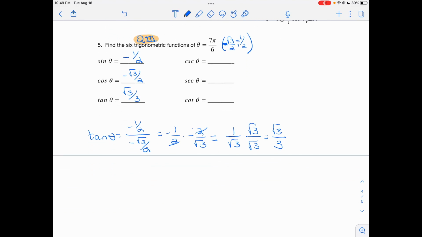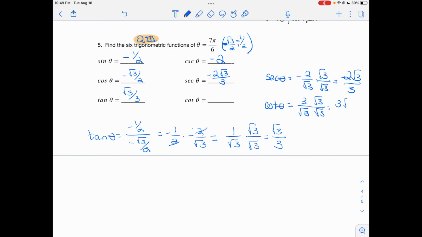Now, cosecant is 1 over sine. So that becomes negative 2 when I flip it over. And secant of theta is 1 over cosine. So that's going to be negative 2 over the square root of 3. Again, I have to rationalize, and I end up with negative 2 square root of 3 over 3. And then cotangent is tangent flipped over. Rationalizing that gives me 3 square root of 3 over 3, which is just the square root of 3. And that's how you find any of the trigonometric functions from the unit circle.